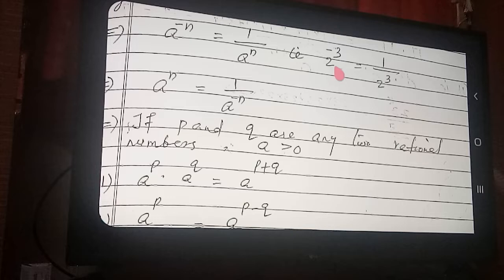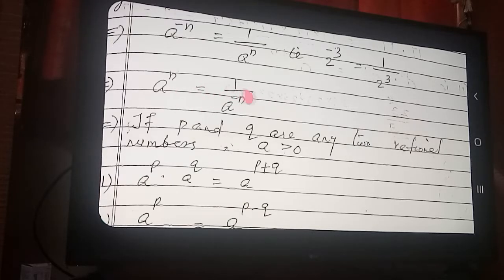That is it. Here you can see one example also. 2 raised to minus 3 is equal to what? 1 by 2 cube. So here we applied the same formula. A raised to minus n is equal to what? 1 by A raised to n. Make it clear, these 3 formulas are very important for you.